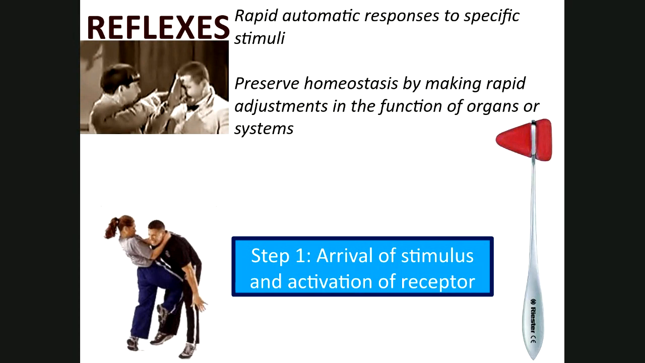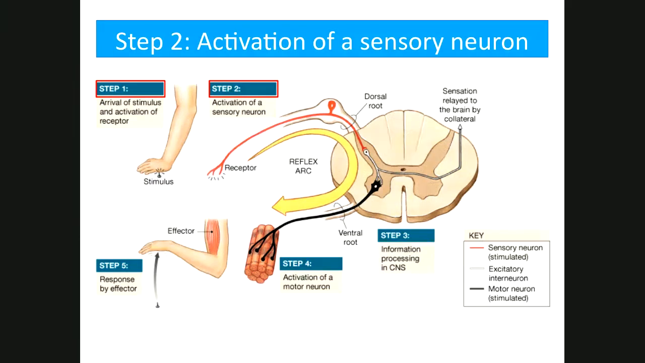So first of all, there's an arrival of the stimulus upon activation of the receptor. Reflexes preserve our homeostasis by making rapid adjustments in the functions of organs and systems. So first, we have a stimulus which activates the sensory neuron. This receptor is bringing information through the dorsal root ganglion, and the sensory neuron becomes activated, bringing this information via the dorsal root into the dorsal gray horn.